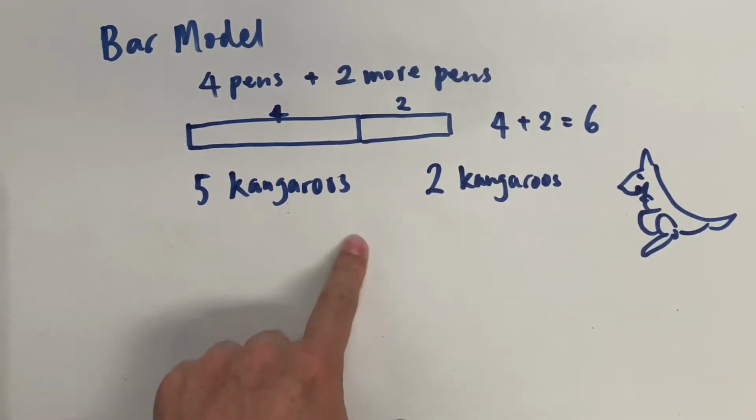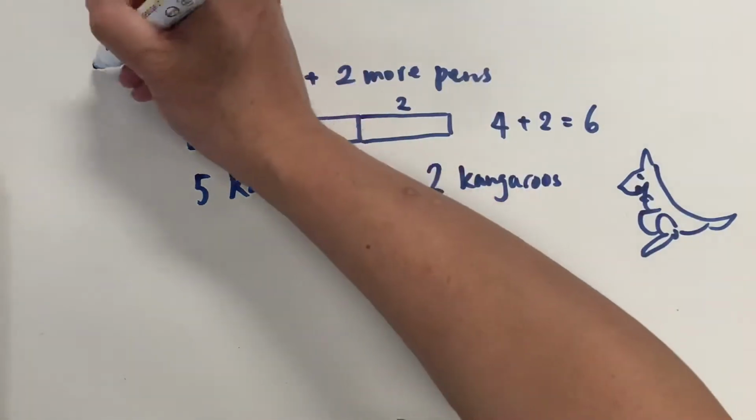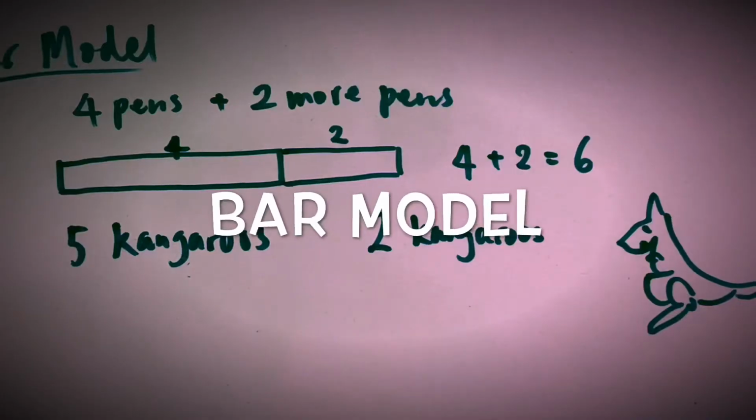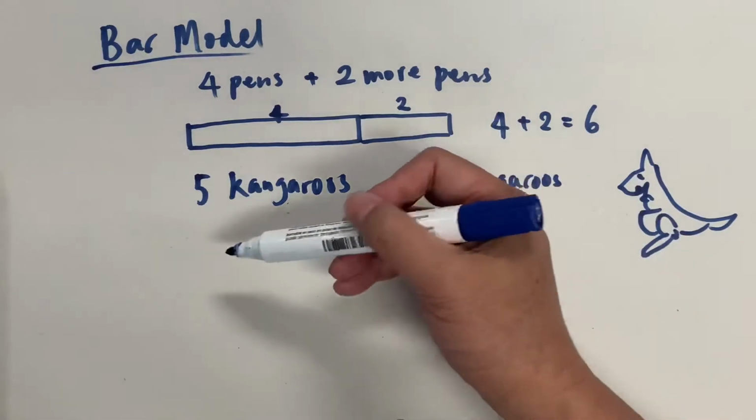Can you draw a bar model in your book or on a piece of paper? Let's quickly pause the video. How did you go?